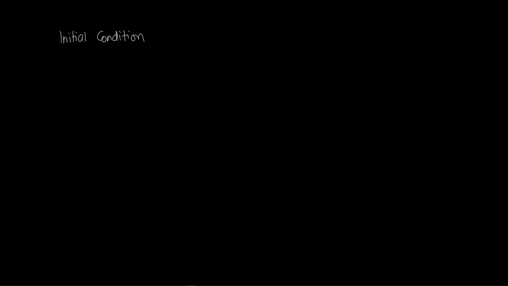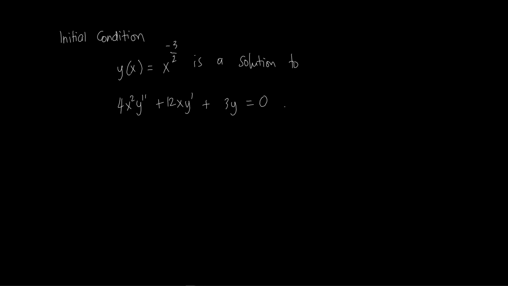Okay, so let's modify yung problem natin kanina. So, meron tayong y of x equal to x raised to the power of negative 3/2. Okay. Then, is a solution daw ito. Ano yung given natin kanina? 4x squared y double prime plus 12xy prime plus 3y is equal to 0. Okay? Yung initial condition, class, is ito. Magbibigay ka ng condition dito sa gilid. So, let's just say, yung condition niya is ganito.